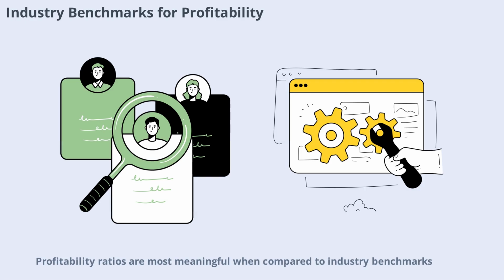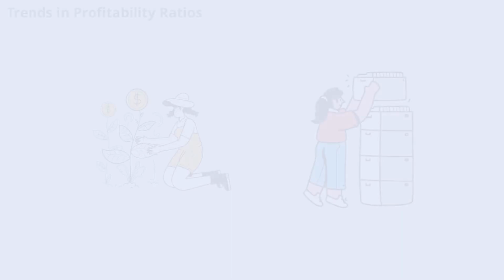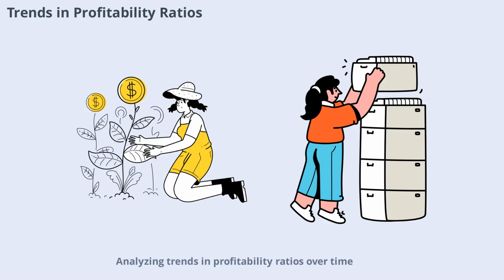Profitability ratios are most meaningful when compared to industry benchmarks. Different industries have different average margins and returns, so it's important to compare a company's ratios to those of its peers. This helps identify whether a company is outperforming or underperforming its competitors. Industry benchmarks provide valuable context for interpreting profitability ratios. Analyzing trends in profitability ratios over time can reveal important insights about a company's performance.